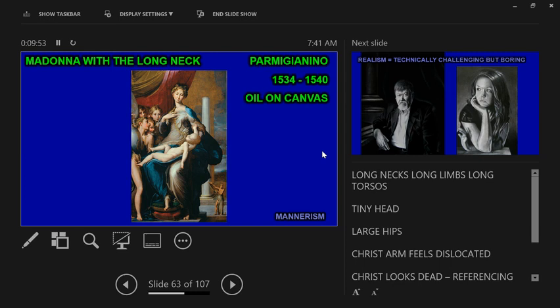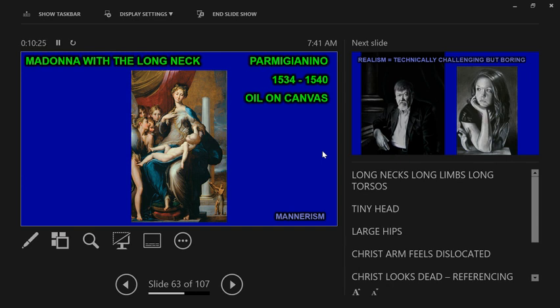I really like this painting, and I'll go over a couple reasons why I like this painting in a minute. But her anatomy is erroneous. Her anatomy is wrong. It's not realistic, and that's what the Mannerists were moving against. The Renaissance artists worked so hard to get everything perfect, but the Mannerists wanted to be more expressive, and realism is boring.